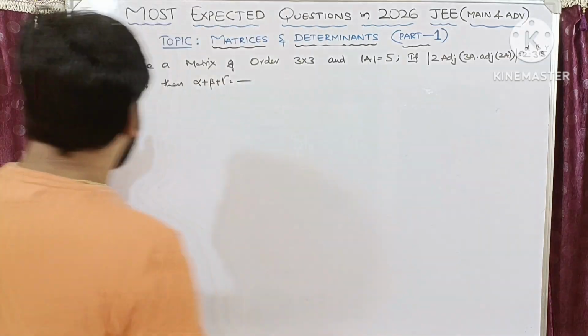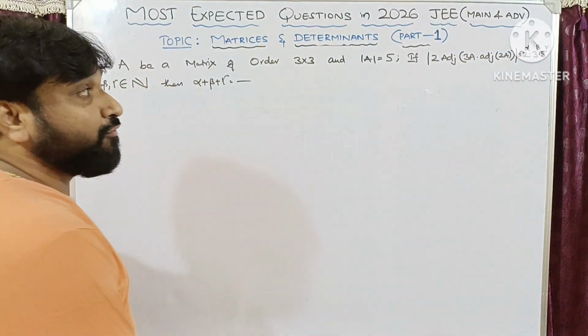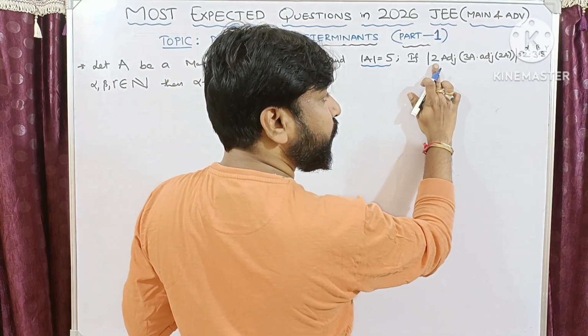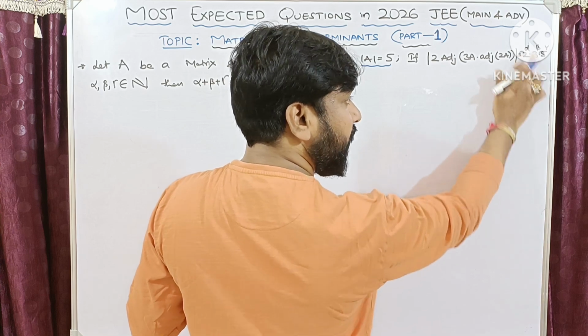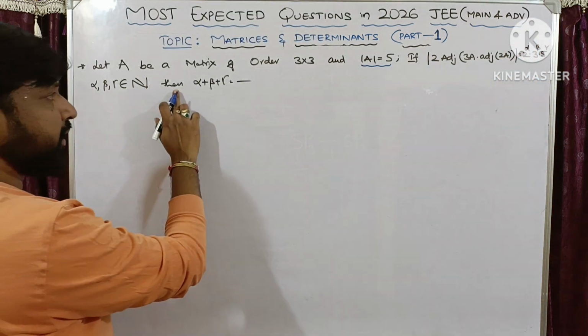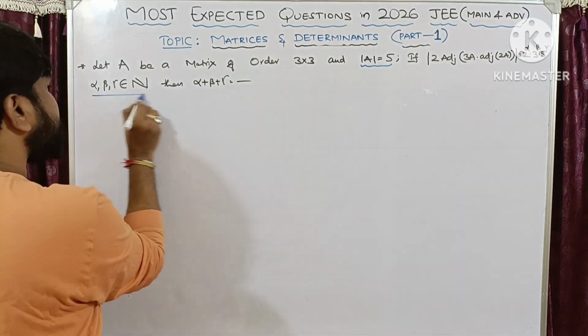The next question is, let A be a matrix of order 3 by 3 and the determinant of A is given as 5. Det A is equal to 5 given. And if the determinant of 2 adjoint of 3A into adjoint of 2A is equal to 2 power alpha, 3 power beta, 5 power gamma, where alpha, beta, gamma are natural numbers, then alpha plus beta plus gamma equals dash. This is the question. So let's solve this question, friends.